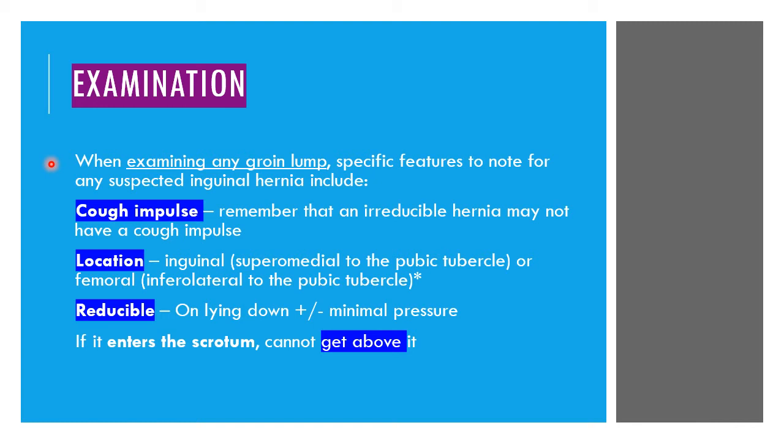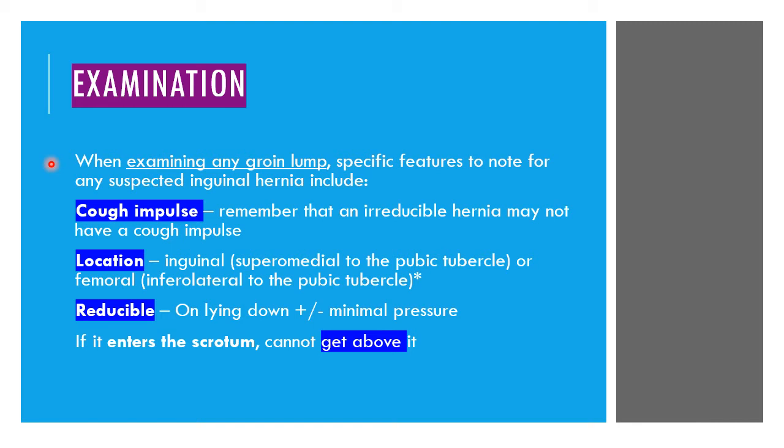And thirdly, check for reducibility, either spontaneous or with minimum pressure. Ask the patient to lie down and see whether the lump disappears. If it disappears, then it is called a reducible hernia, and it confirms the diagnosis of inguinal hernia. If you cannot reduce it spontaneously, then apply some mild pressure to the lump to see whether it will be reduced.